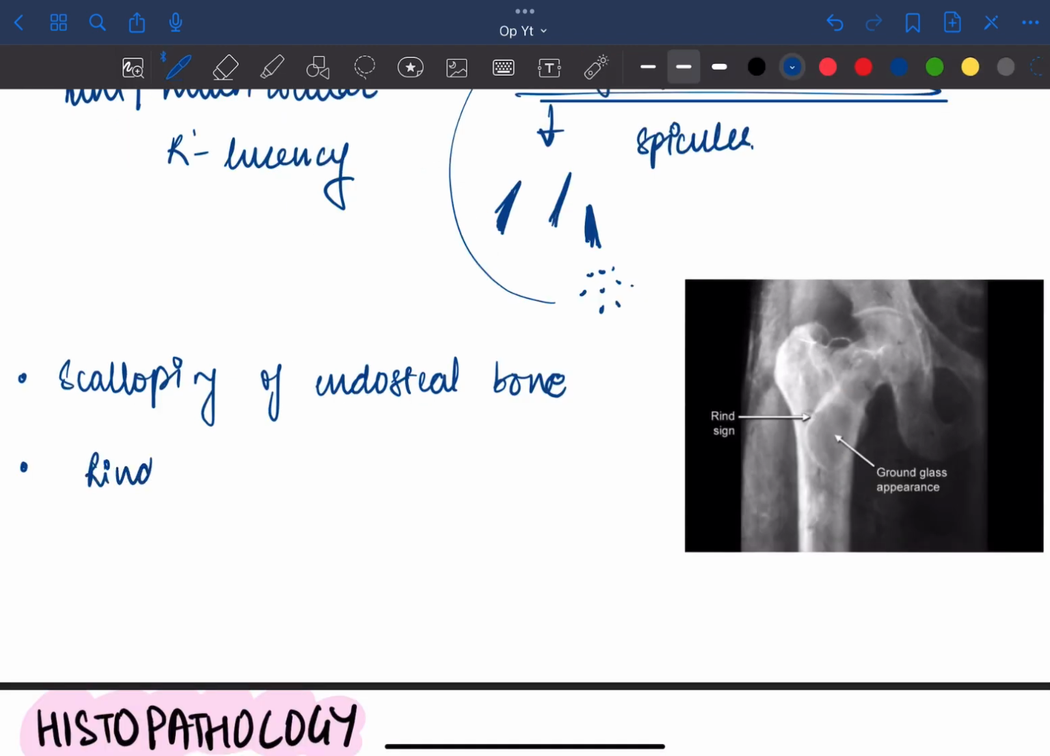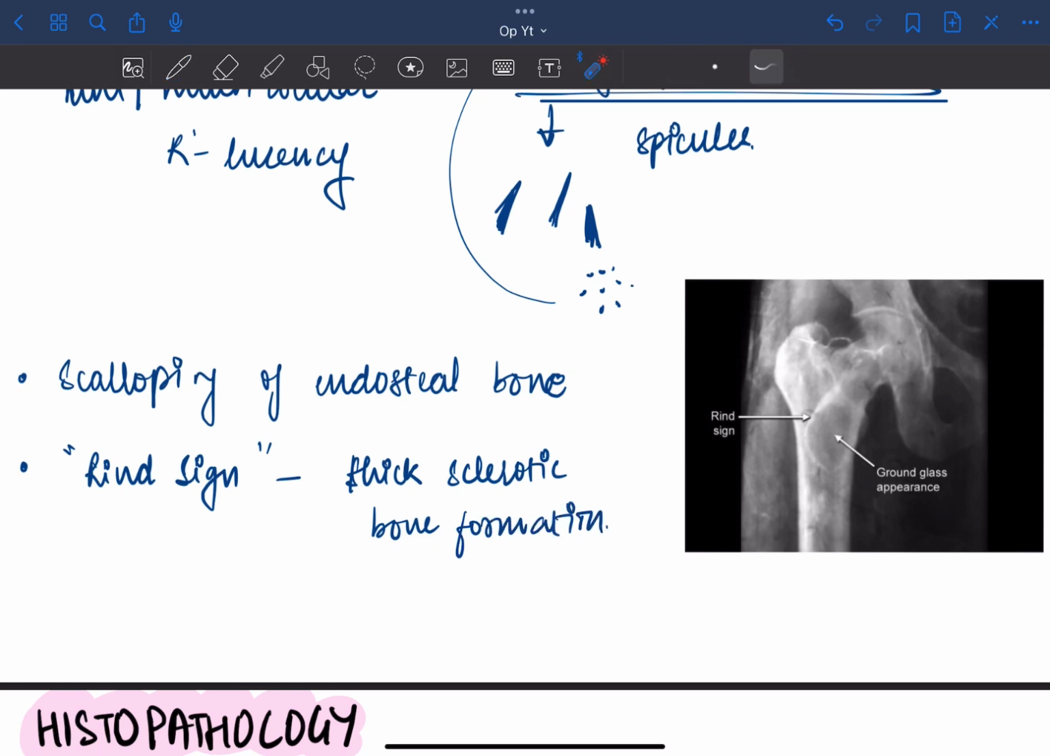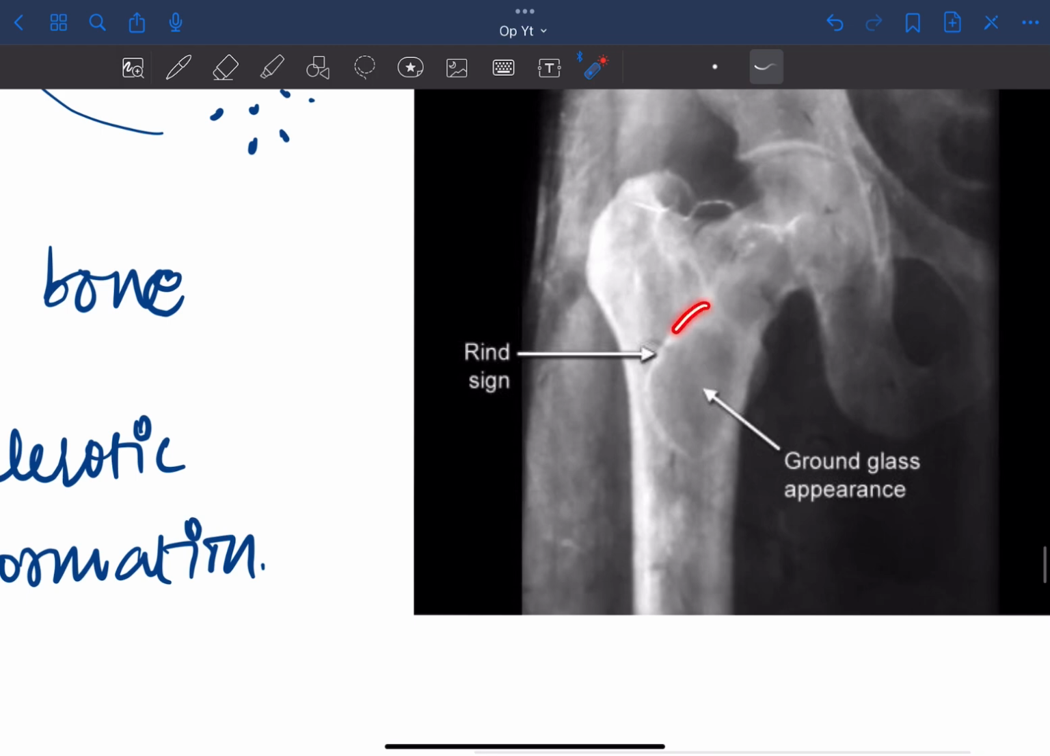You can also see rind sign. Now rind sign is formed due to thick sclerotic bone formation. The rind sign can be seen here. It is a thick, can you see this? It is a thick bone formation. This is called the rind sign.